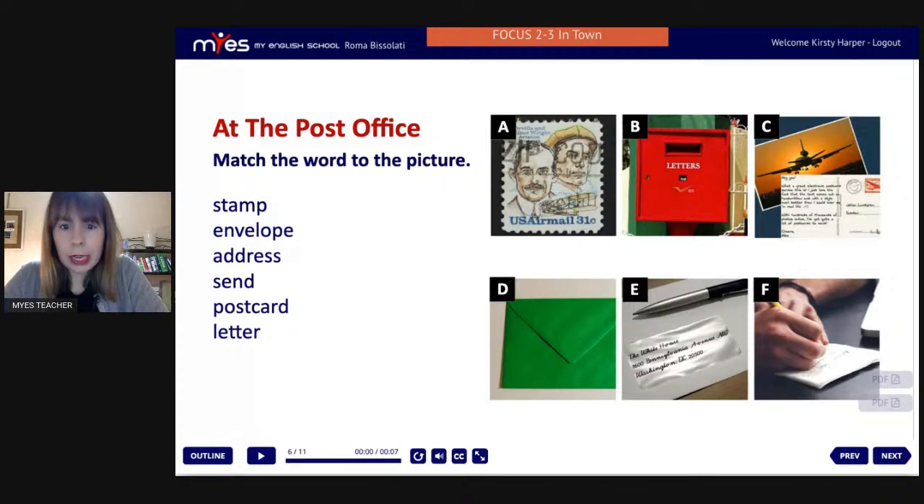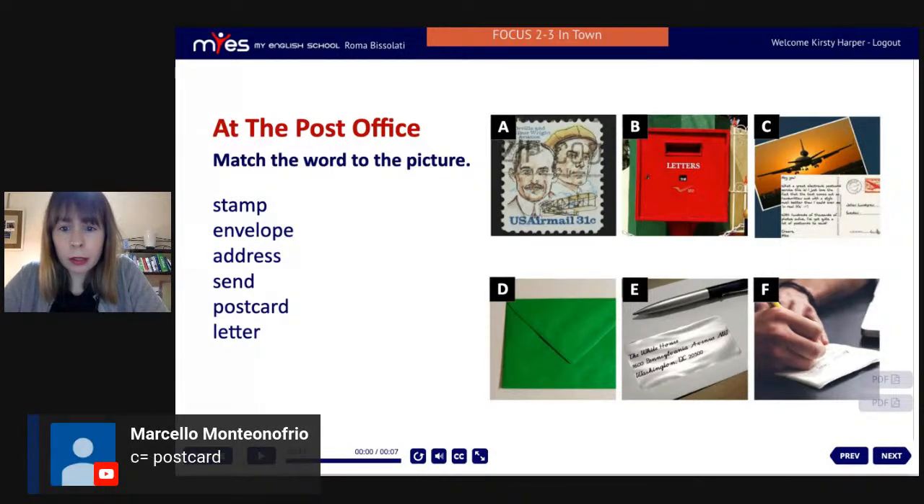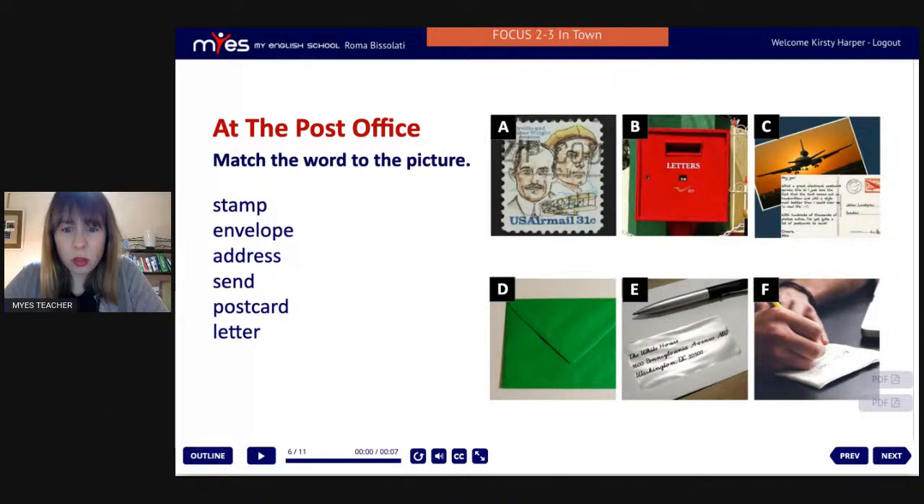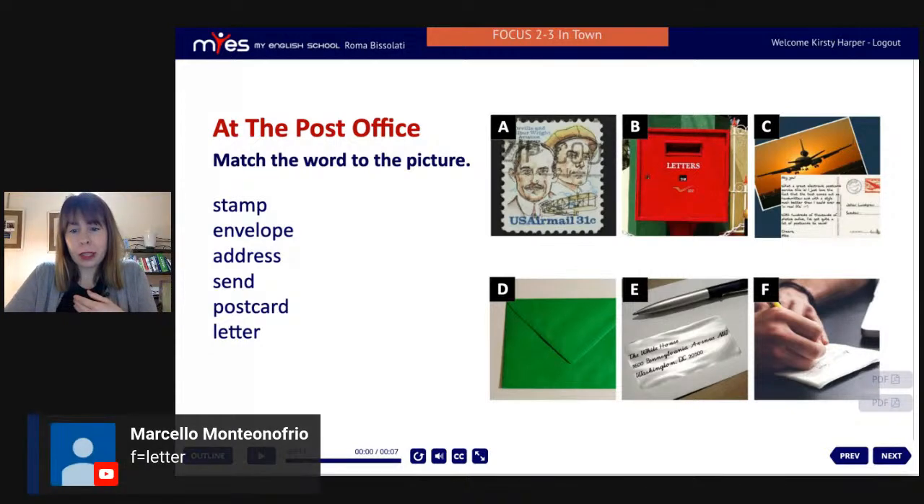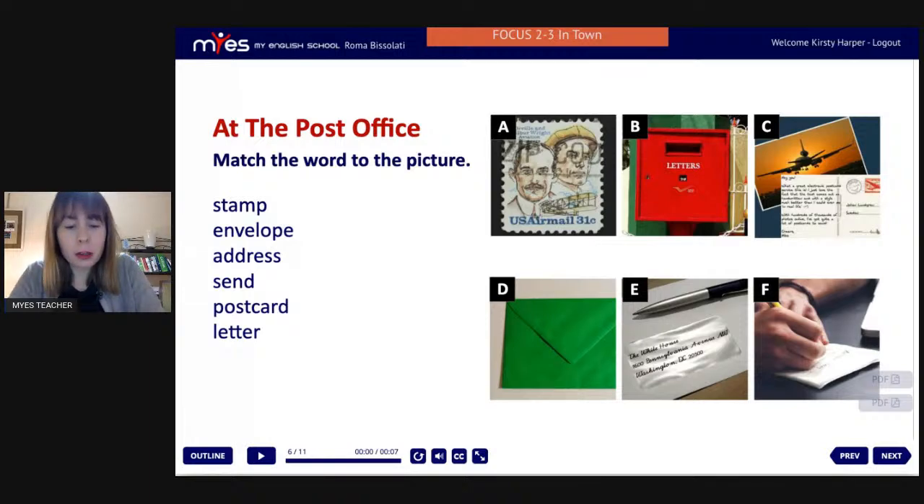Good. Excellent. A stamp. B send. Could be B. Yeah. C postcard. Absolutely. D envelope. And E address. F is letter, apologies. Good. Excellent. Well done, Marcello, you win that competition. Was a really difficult competition. There was some tough competition.